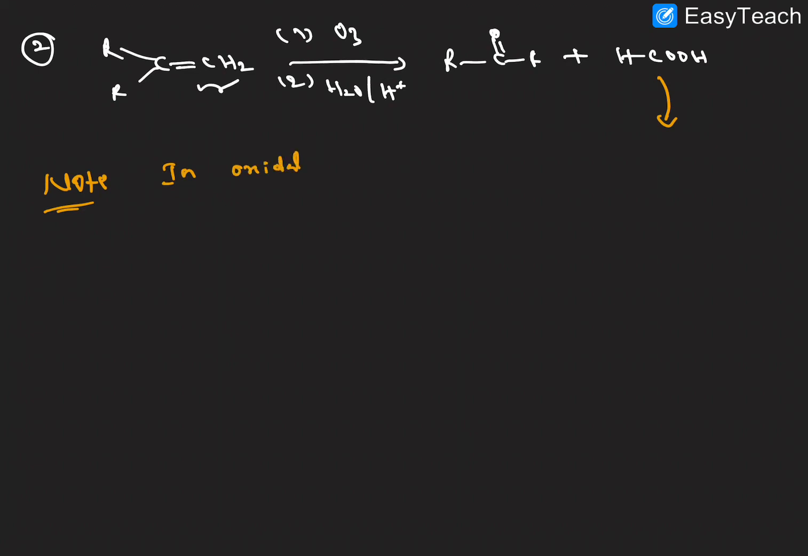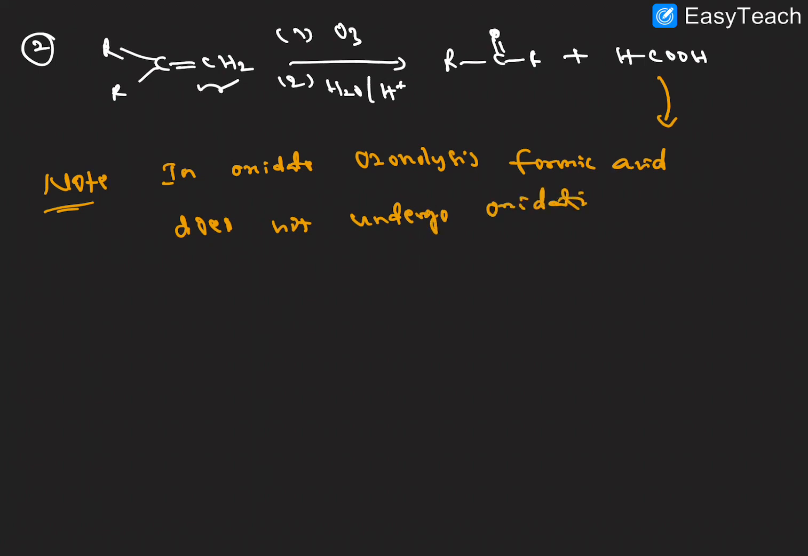in oxidative ozonolysis, formic acid does not undergo oxidation into CO2 plus H2O. In the case of KMnO4 we are seeing formic acid again oxidized to CO2 plus H2O, but in oxidative ozonolysis that does not happen, it remains formic acid only, right?